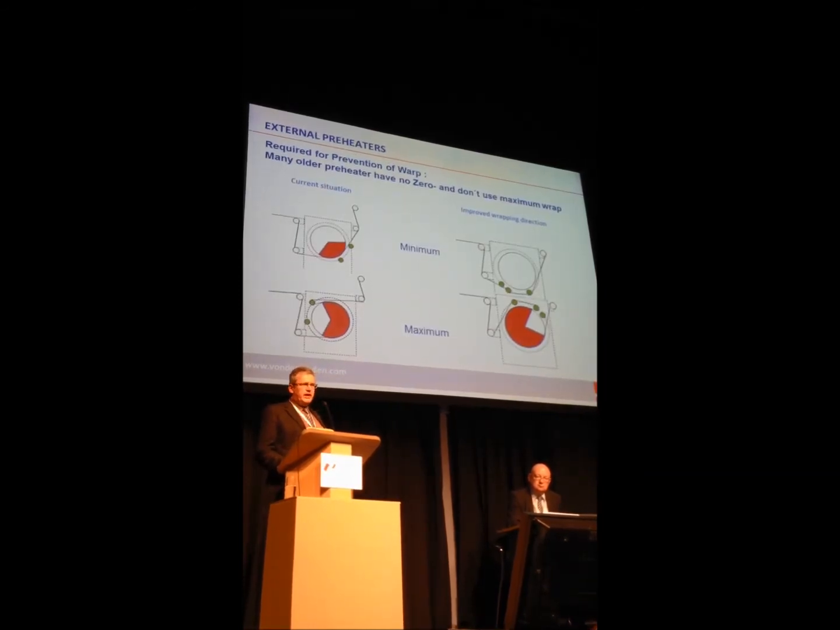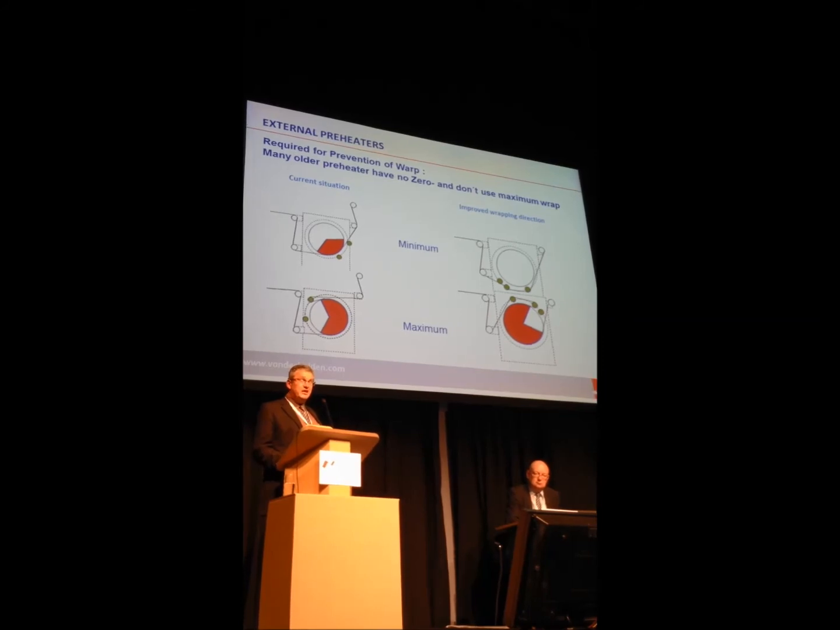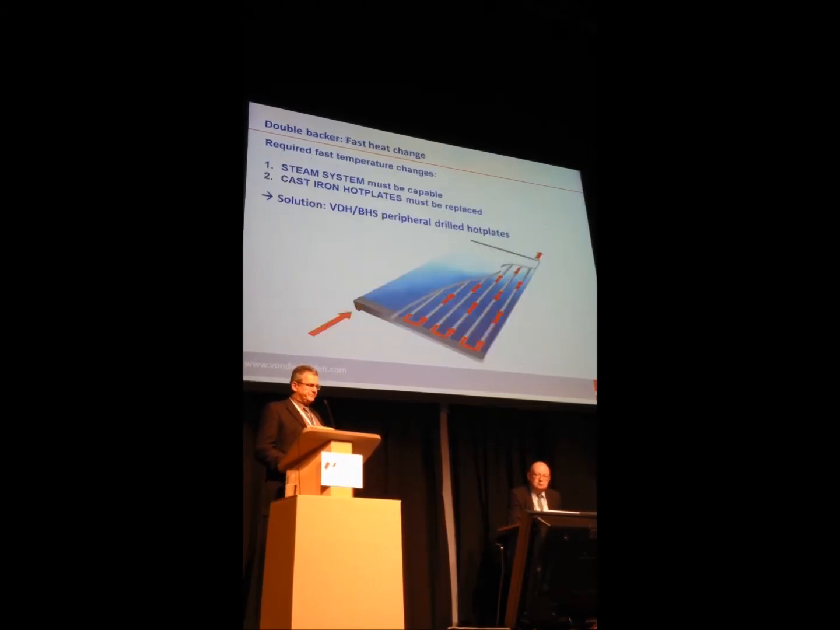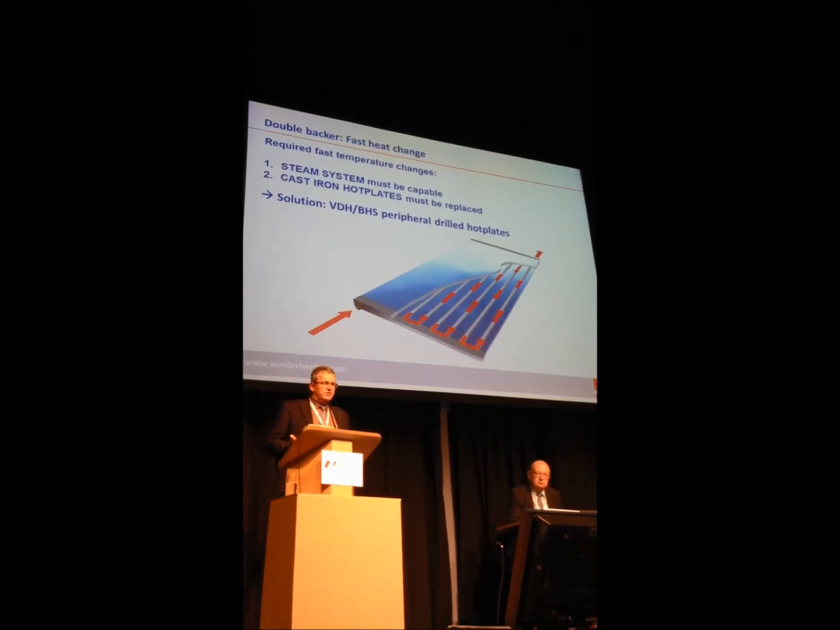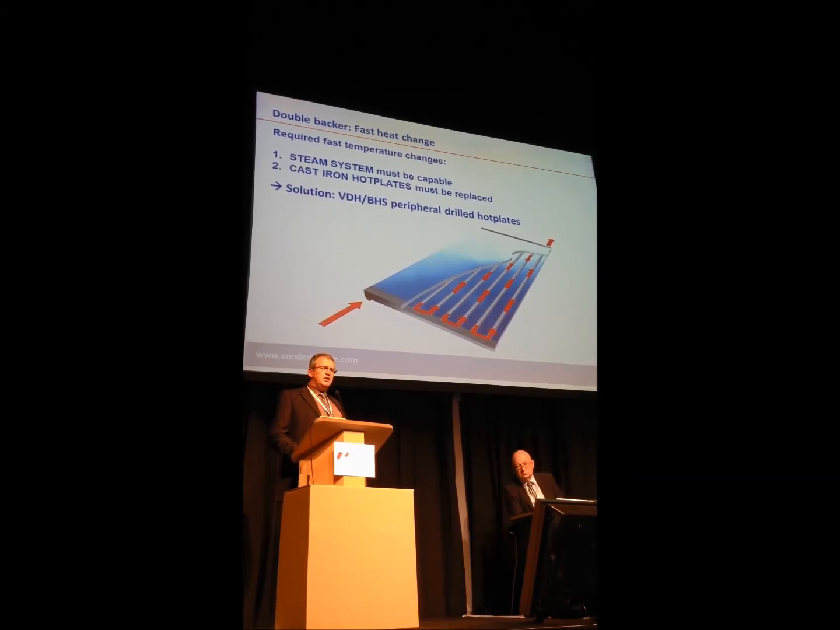Then older external preheaters always have the wrong wrap, or they cannot deliver zero wrap. So we changed this customer's existing preheaters to different wrap. That was done together with the customer. Of course, then it comes to the double backer. The double backer is of course related to temperature and must be capable of changing the temperature quickly. When you have cast iron hot plates, normally it's not possible to install a warp control system on the double backer. But again, at Vonderheiden we have the possibility to change them to paraffin drilled hot plates.